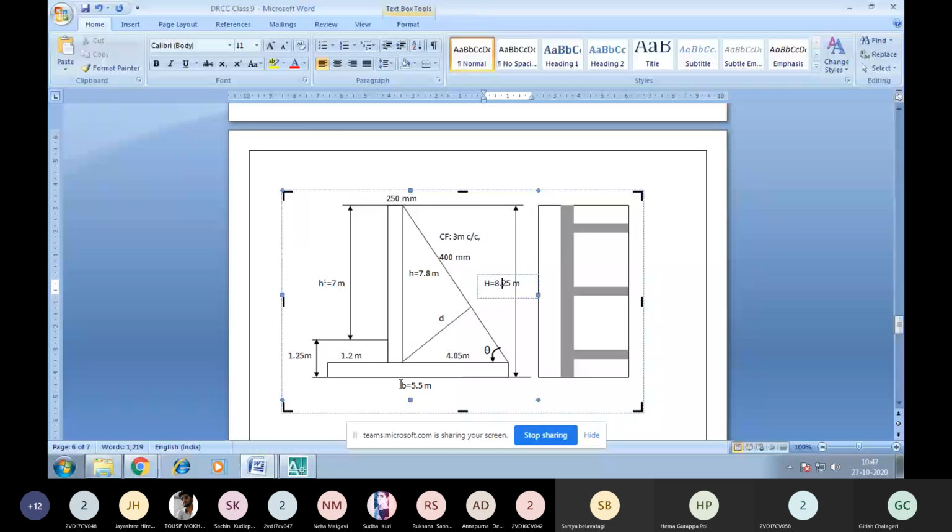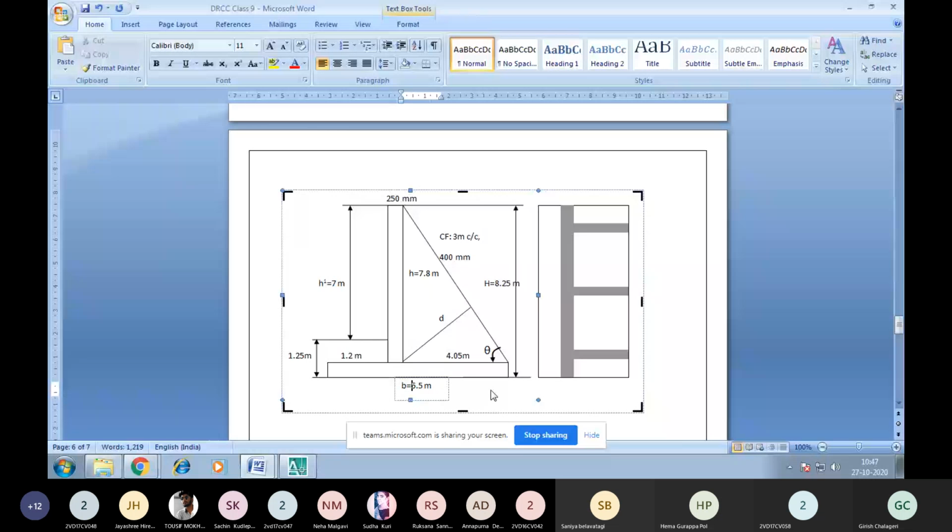Then we calculated 1.2 meters as the projection of the toe here. That is 5.5 divided by 4, we got 1.2 meters as the toe projection. Once you know the toe width as well as the base width, that is 5.5, and the toe width is 1.2, the thickness of the stem is assumed as 250 throughout the height. Then the width of the heel slab will be 5.5 minus 1.2 minus 0.25, we get 4.05 as the width of the heel slab.